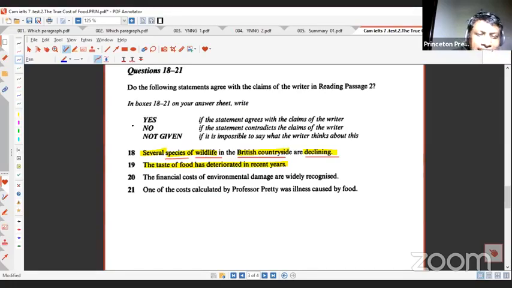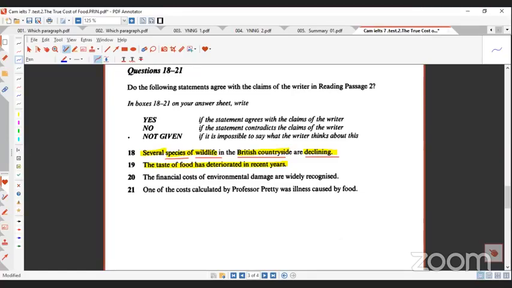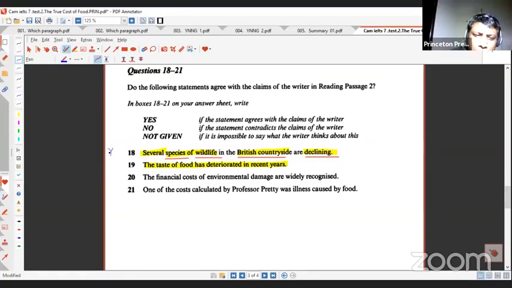I'll be writing it here. You cannot put several species in the countryside declining. This could be true. What do you think? Is it true or false? Common sense says yes or no. I think yes, probably, because everything is declining in the world. Just we'll check it later.